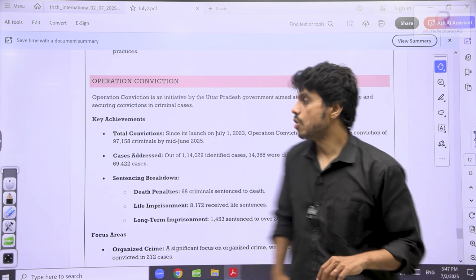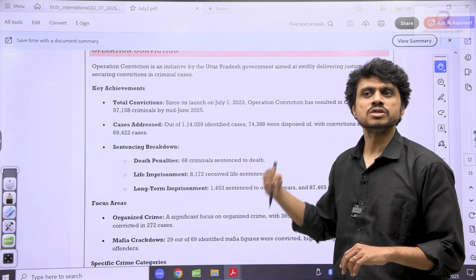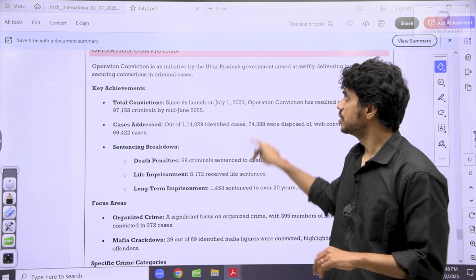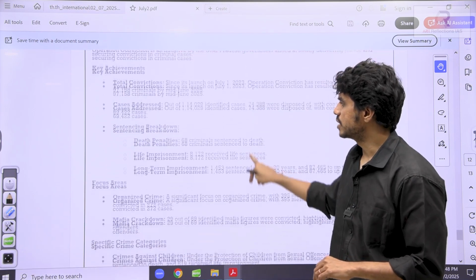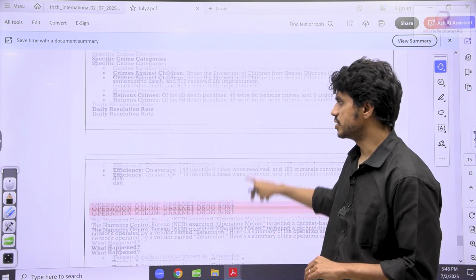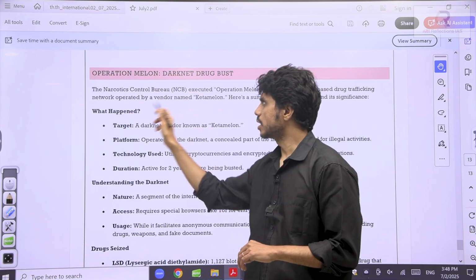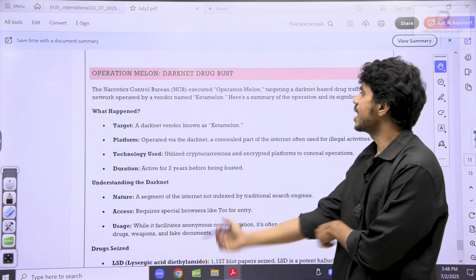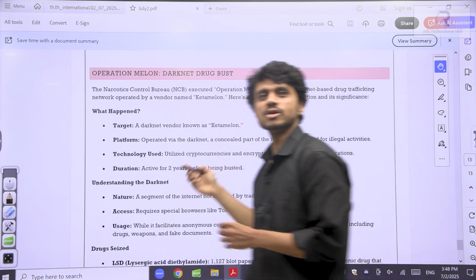Then just briefly, Operation Conviction. Fast tracking of cases, prosecution, investigation, they are done in UP. So see here, they have cleared the cases in a fast track manner, investigation, everything. In the same way, Operation Melon. See here, Narcotics Control Bureau, they have decoded this in the same way like your hit movies.